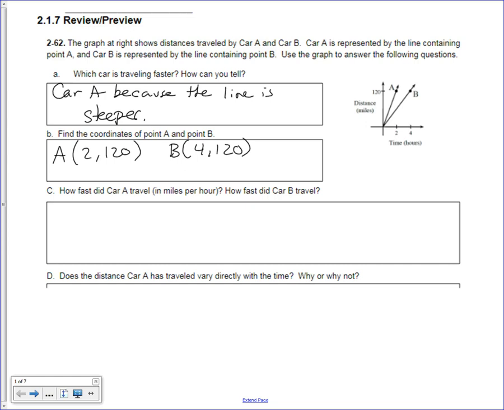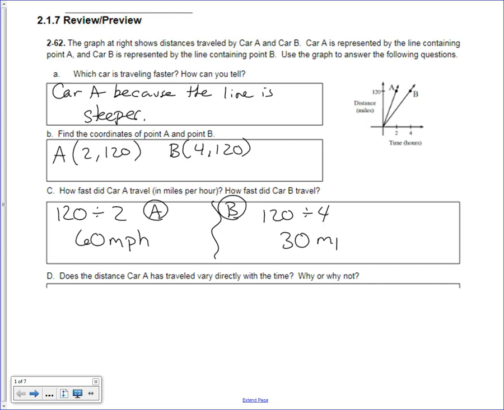Part C, how fast did car A travel in miles per hour? How fast did car B travel? So for A, we would do 120 divided by 2 to get 60 miles per hour. For car B, we would do 120 divided by 4, which is 30 miles per hour, which again shows that car A is going faster.